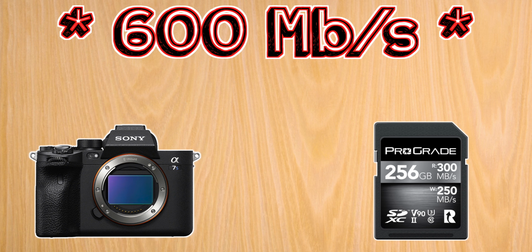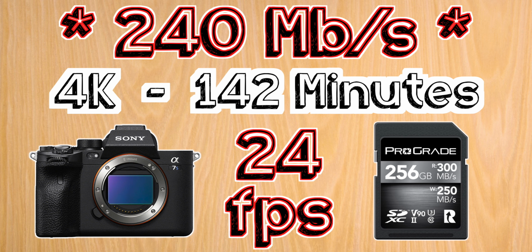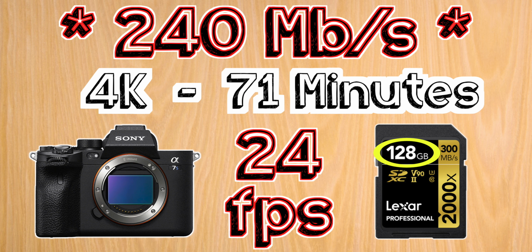So based on the bit rates listed on B&H, a 256 gigabyte V90 SD card will get you 57 minutes of 4K at 60 frames per second in ALL-I and 2 hours and 22 minutes of 4K at 24 frames per second. And you'll get half those times if you go with the 128 gigabyte V90 card.